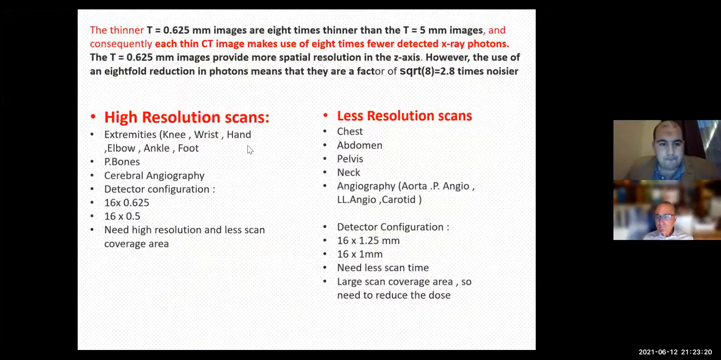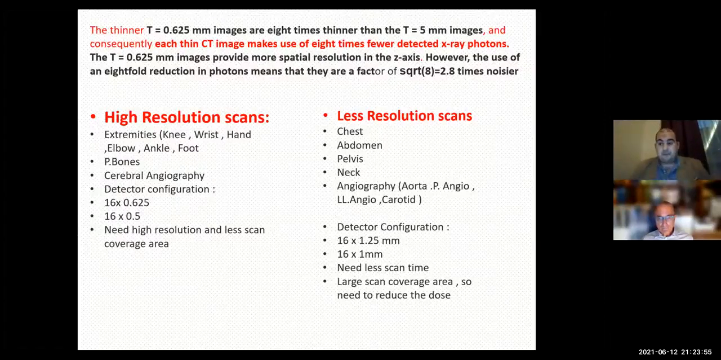If I want to scan a region like knee, wrist, hand, elbow, ankle, foot, or petrous bone, I need high resolution. So I need to get sections or images with very low slice thickness, reaching 0.6 to 0.5 millimeter, because there is a higher probability to find a lesion or a fracture or a pathology in the patient at this thickness.